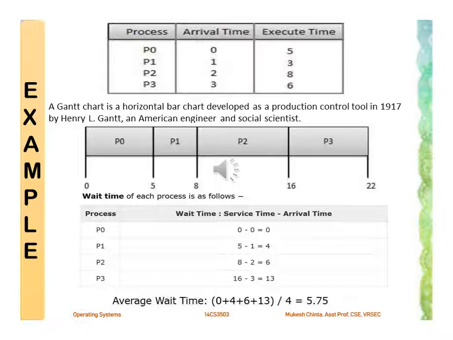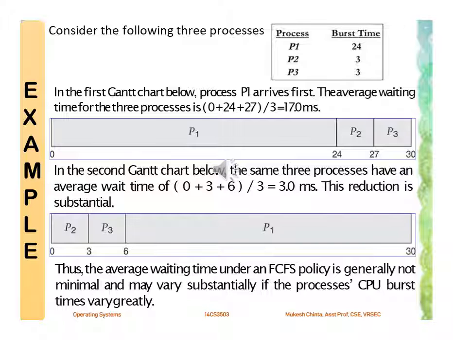So arrival time is also given there. That's why the arrival timing is divided. After that, another example with the processes P1, P2, P3. The three processes are given for execution, and the burst time is 24, 3, 3: 24 for P1, 3 for P2, and 3 for P3.